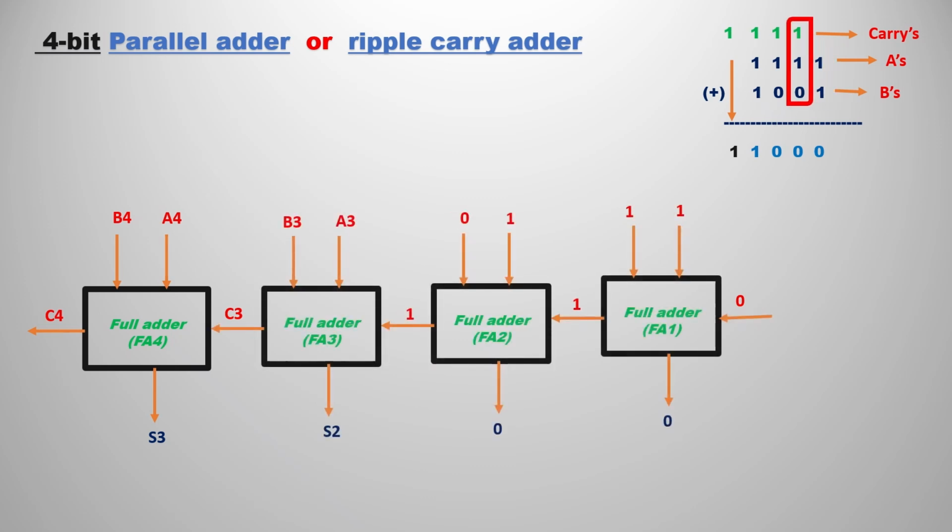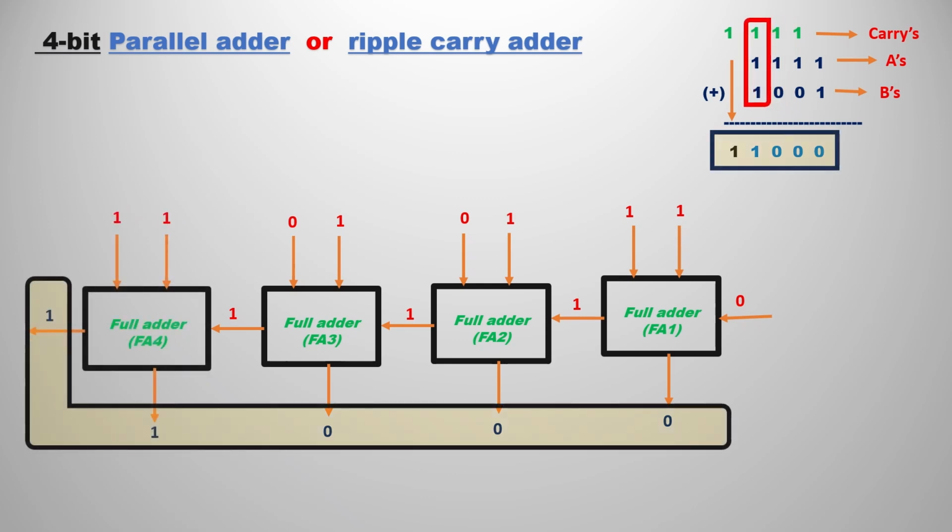The next column is 1 1 0. The first one is carry, the second is A, and 0 is B. We pass that. Carry is 1 and A is 1, so 1 plus 1 is 2. 2 means 1 0. So the output is 0 and carry is 1, that is C2 here. In the next column, that is 1 1 0, 1 is carry, 1 is A, and 0 is B. We pass that in the third full adder, that is 1 plus 1 again, which is 2. 2 is 1 0. So 0 is our output and 1 is our carry, that is C3.